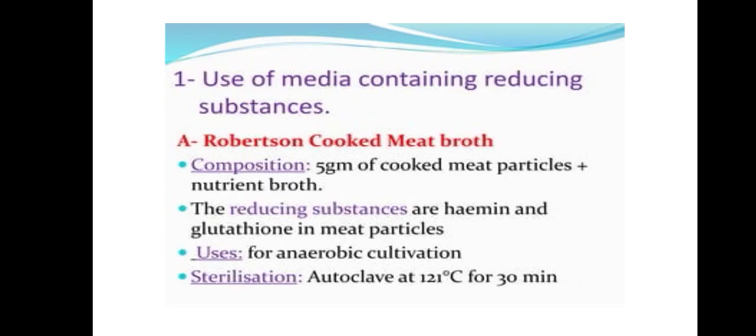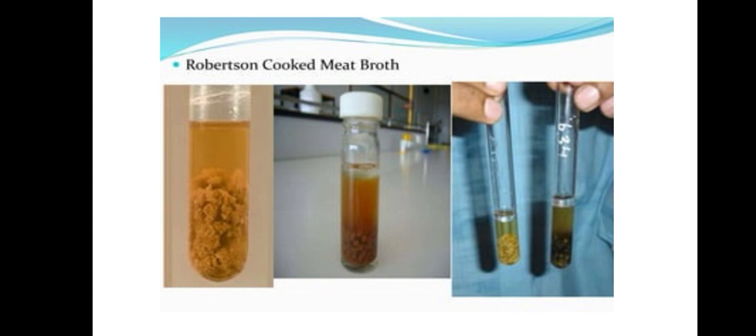Number 1, the use of media containing reducing substances. An example of that media is Robertson cooked meat broth. Here the composition is given, and it is only used for anaerobic cultivation, and it is sterilized by the normal method, 121 degrees Celsius for 30 minutes. And this is the image of Robertson cooked meat broth.